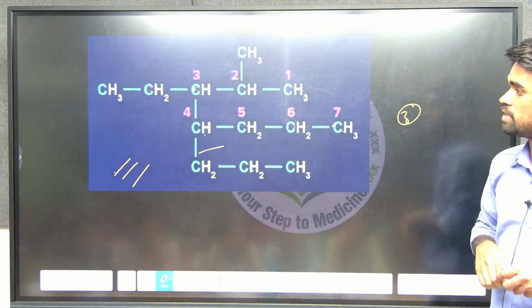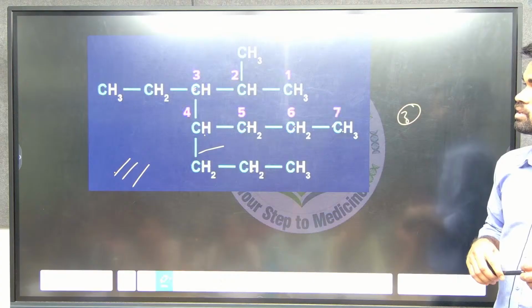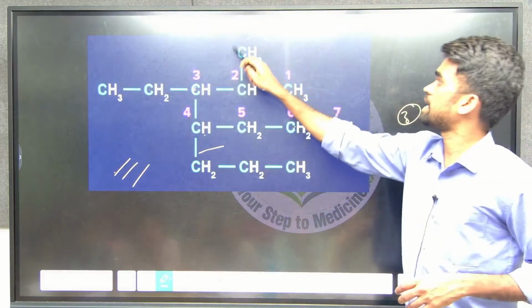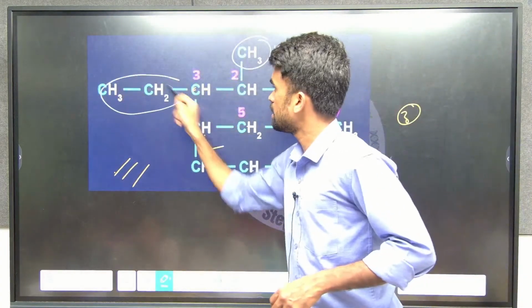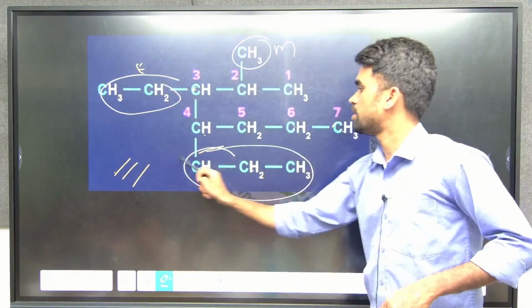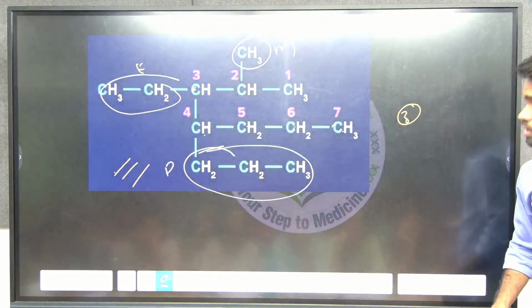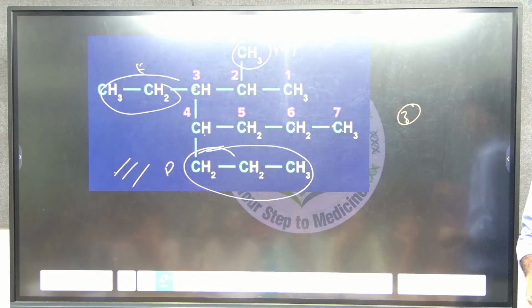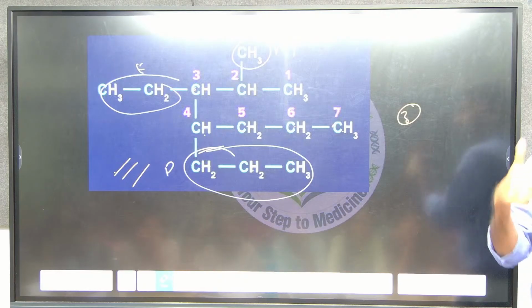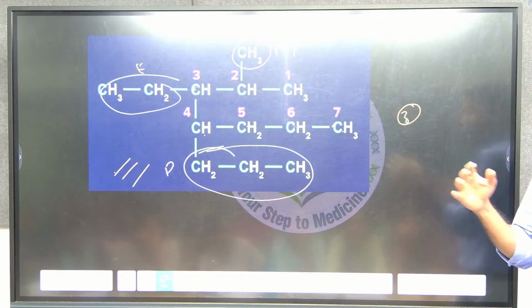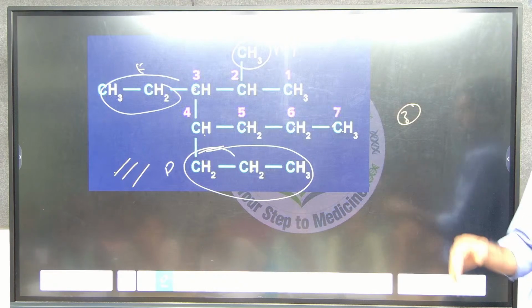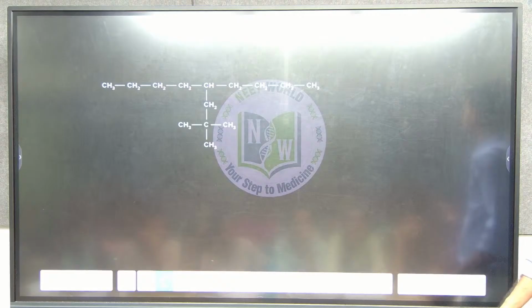Write the name for this. Methyl, M; ethyl, E; propyl, P. Now write. Everyone got this? So once again, 3-ethyl, 2-methyl, 4-propyl, heptane. Okay? Not septane, heptane.